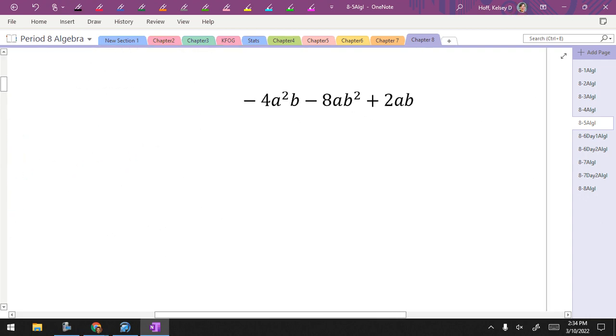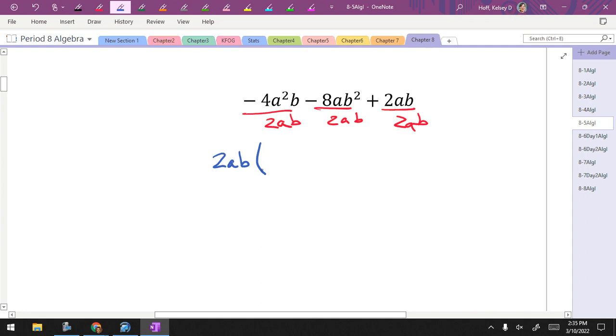If it's 3 terms, the process doesn't change. I need the largest number that can divide out of all of them evenly. 2. How many A's can you take from everyone? Just 1 A. How many B's? Just 1 B. Now don't lose that. That goes out front. 2AB, which you're dividing out, goes out front.